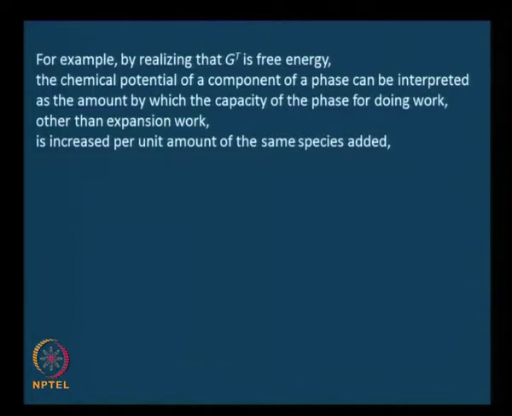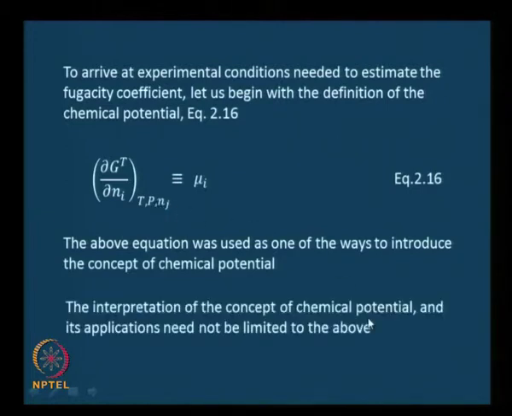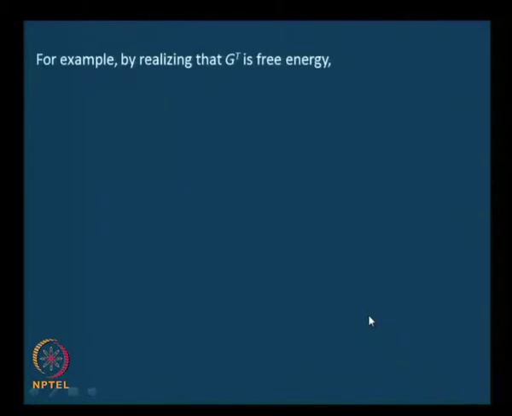This comes from whatever we have seen earlier. Dou Gt dou ni at constant T, P, nj was given as the chemical potential. Now, we are looking at Gt as the free energy, or the capacity to do work apart from PV work. And then we said that this is the amount by which it increases when you infinitesimally add one of the species at constant temperature, pressure, and all other species remaining constant. That is one of the ways to interpret it. It is good to know this. Let us look at it again from this background.